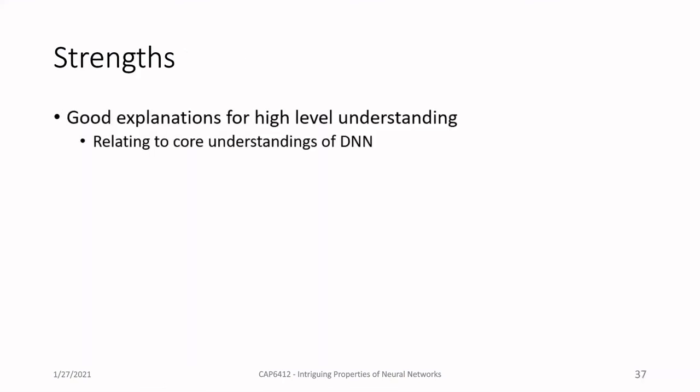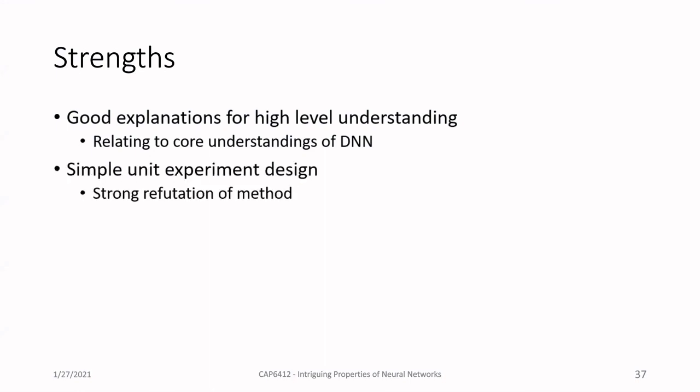So strengths for this paper, I thought it had really good explanations for higher level understanding. Specifically, it related all of its conclusions back to core understandings of deep neural networks, which helps to more easily apply the knowledge you already have. The experiment design for the second property with units was really simple, and this helps make it a really strong refutation of the method that previous authors had used. And then the results for the attacks were very clear, and they're very strong results, especially for transferability.